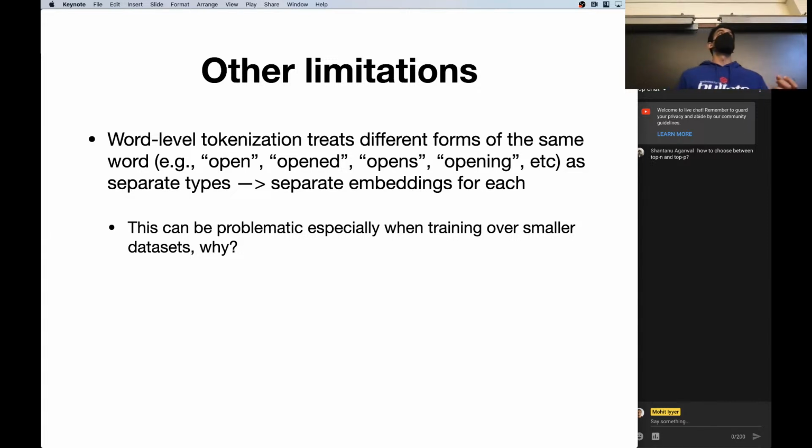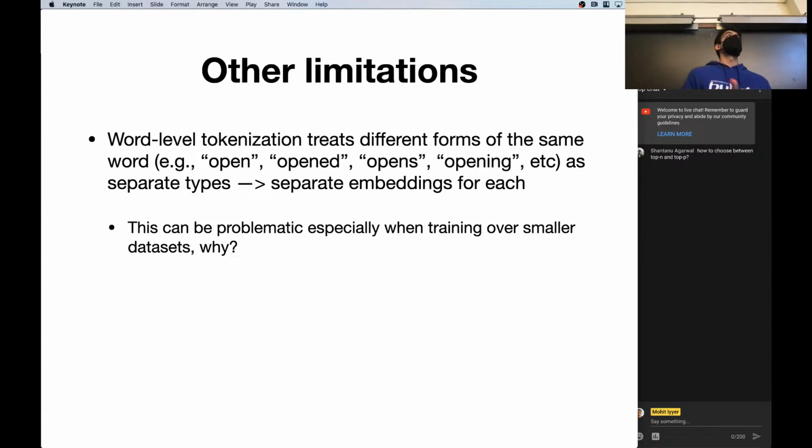The word opened has a different embedding than open or opens or opening, even though these all share the same root word open, right? And what happens if one form of open, maybe the past tense form opened, doesn't occur as many times as open? I'm not sharing information between all of these occurrences. So maybe one of these forms is undertrained somehow. It depends on your data set, right?